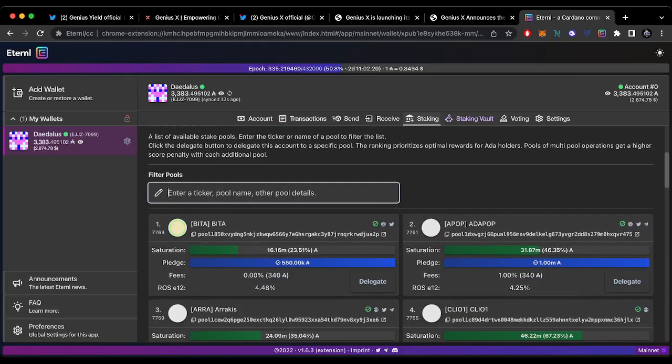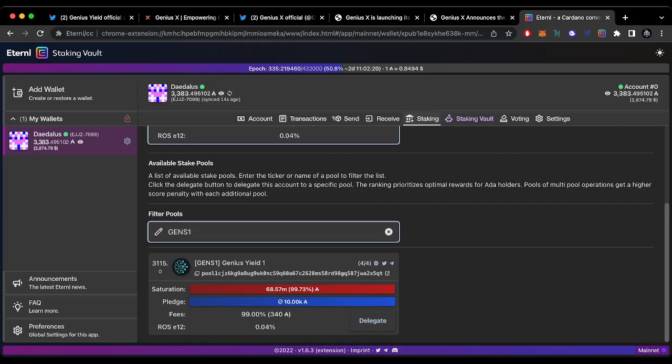But if you put in the Gens pools, you can see Gens 1 is completely saturated. So please do not delegate there. Gens 3 is completely saturated. And Gens X, I would say, is also saturated. So I wouldn't recommend staking there. These are all the 100% currently Genius Yield or Gens pools, and these will be the 100% Gens X or Genius X pools.